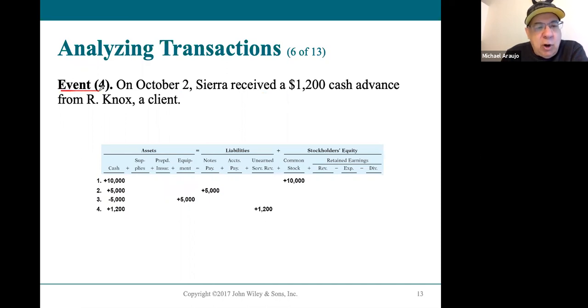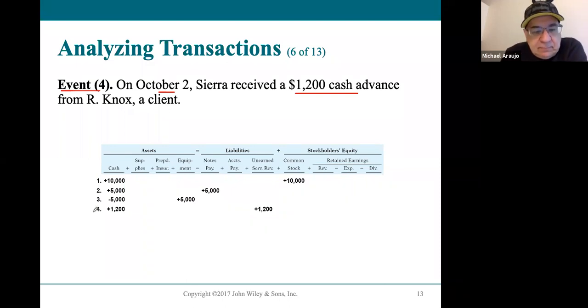Event number 4 also happened on the 2nd of October. And look what happened here. Sierra Corporation received a $1,200 cash advance from a client, Knox. They just got $1,200 handed to them from a client. They owe the client, right? Clients don't just give money and expect nothing in return, right? So if you have a customer and they paid you, they're expecting the product or the service to be delivered.